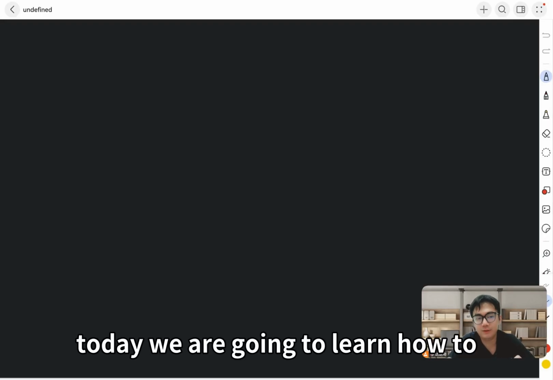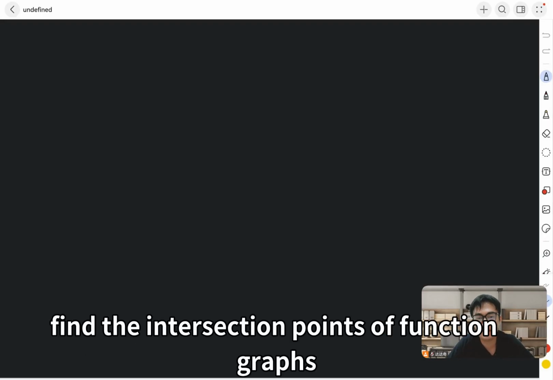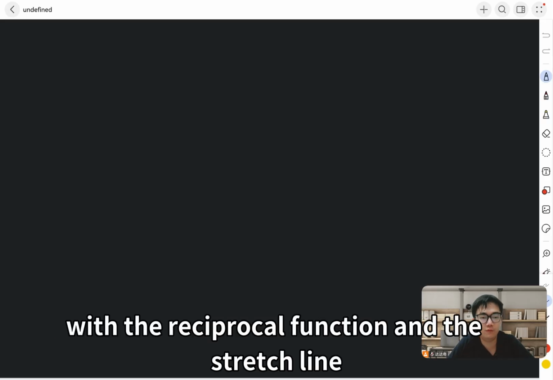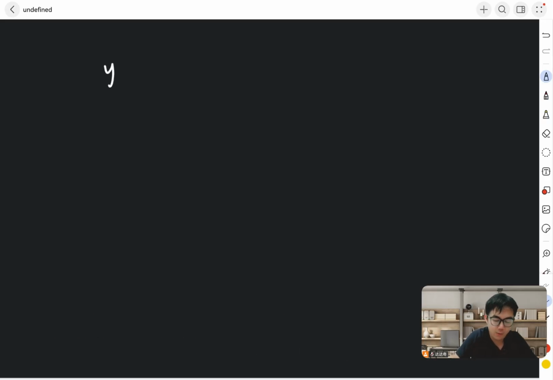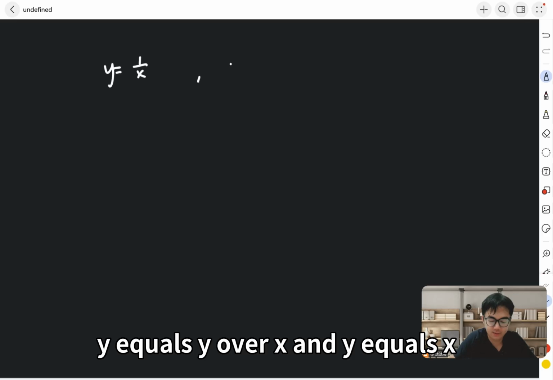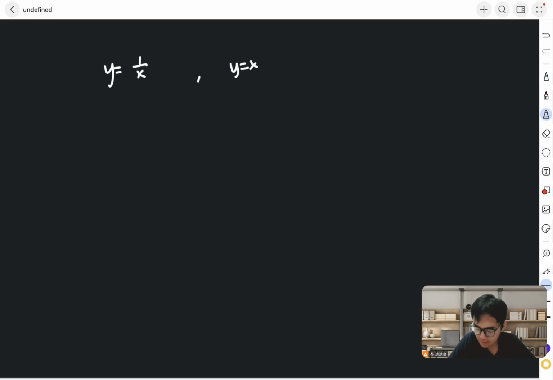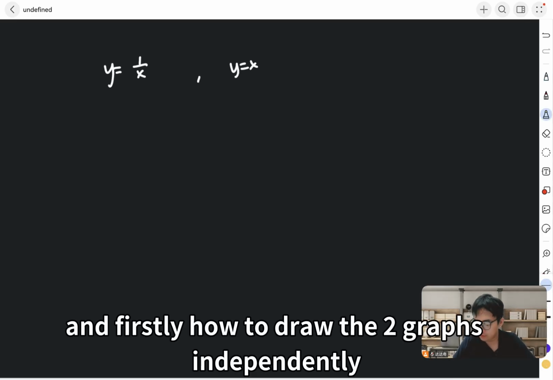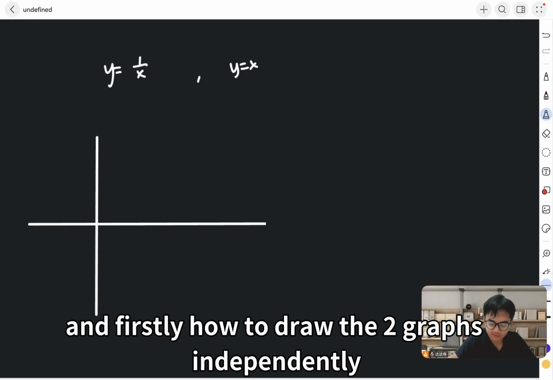Today we're going to learn how to find the intersection points of function graphs. Let's just start with the reciprocal function and the straight line, y equals 1 over x and y equals x. And firstly, how to draw the two graphs independently?